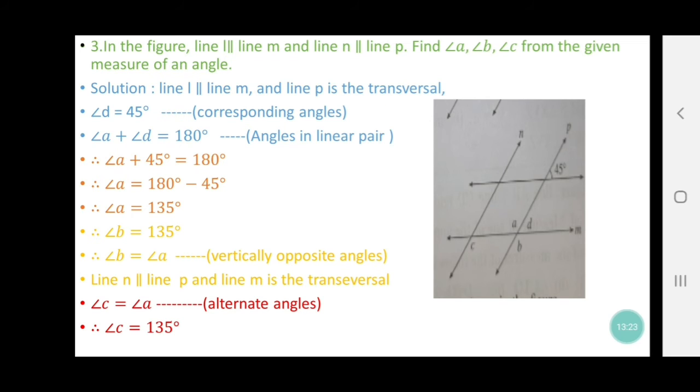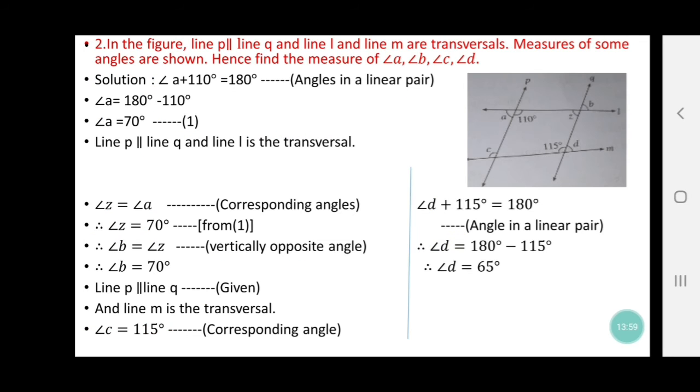Now as angle D is 45 degrees, as I move on, angle B, angle A. Here it is forming the linear pair. So angle A plus angle D will be equal to 180 degrees, angles in linear pair. So angle A plus 45 is equal to 180 degrees. So angle A will be equal to 180 minus 45. So angle A is equal to 135 degrees. Now what will be the measure of angle B? Measure of angle B is equal to measure of angle A, vertically opposite angles.